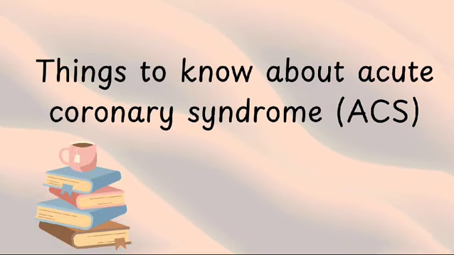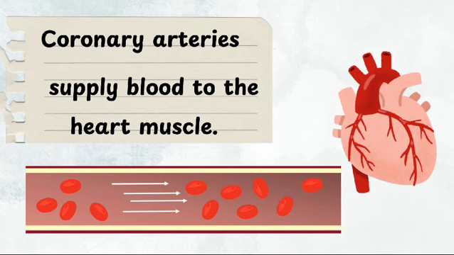In this video, we will cover things that you need to know about acute coronary syndrome. Like all other tissues in the body, the heart muscle needs oxygen-rich blood to function. The coronary arteries wrap around the outside of the heart and supply blood to the heart muscle. The heart muscle requires a constant supply of oxygen to function.